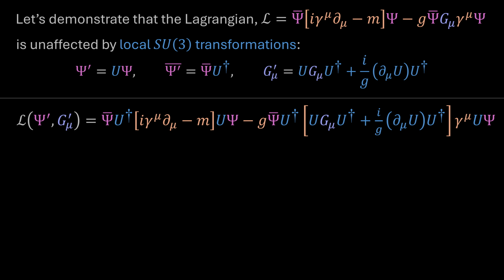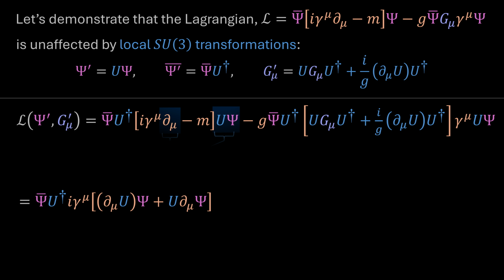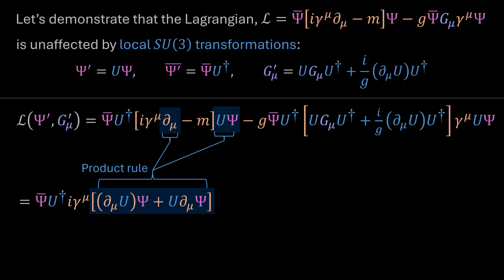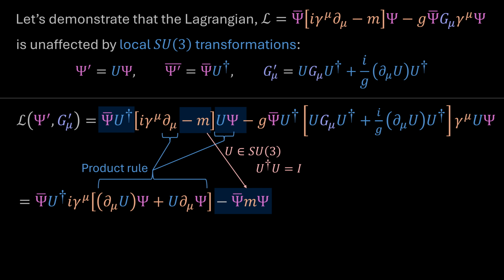So to do that, the first thing we'll do is we'll let the partial derivative act on U psi, and we'll go ahead and use the product rule. So partial mu acting on U psi equals partial mu acting on U times psi plus U times partial mu psi. Next up, we'll bring down the mass term, which should be psi bar U dagger m U psi, but because U is an SU3 matrix, we know that U dagger U equals I. And because m, the mass, is a scalar, we can scoot the U right up next to the U dagger and let those terms annihilate, so that we end up with the minus psi bar m psi.